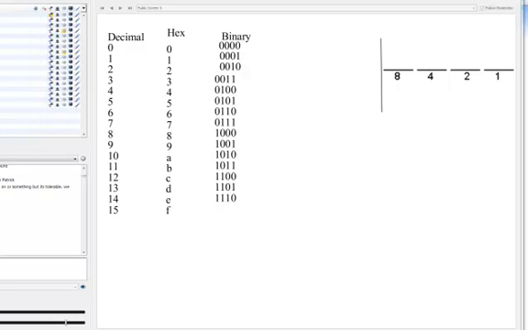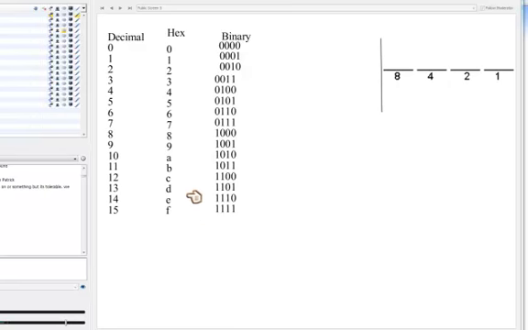No problem. And then what would 15 be? Yeah, 15's all ones. So 15's the highest. Woohoo! Okay, I gotcha. So that's binary and that's hex. I wanted you to understand where these hex values come from.